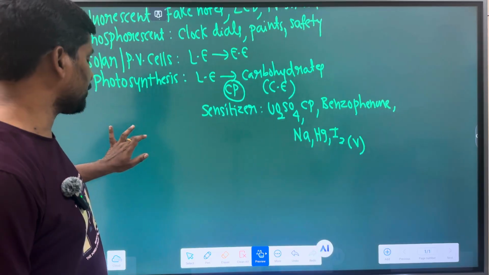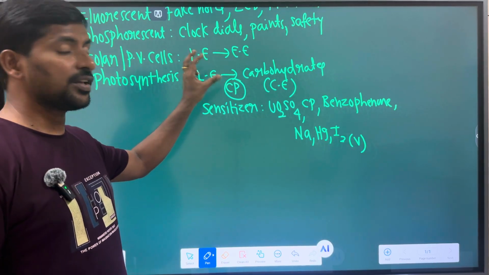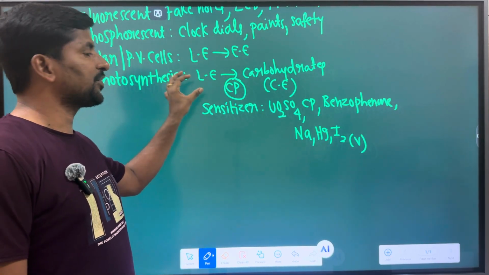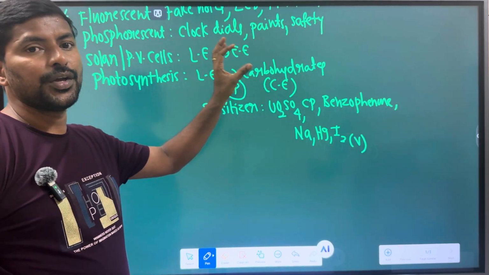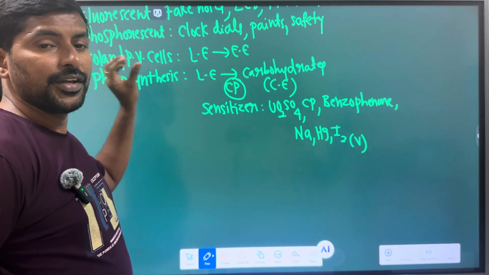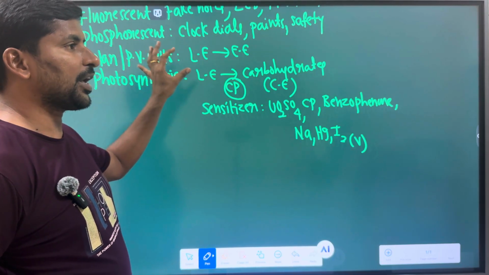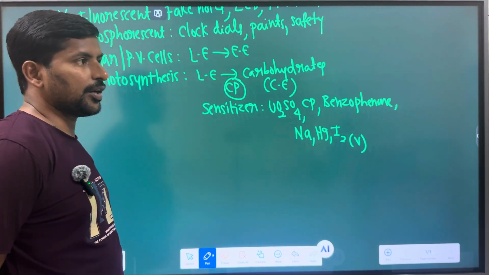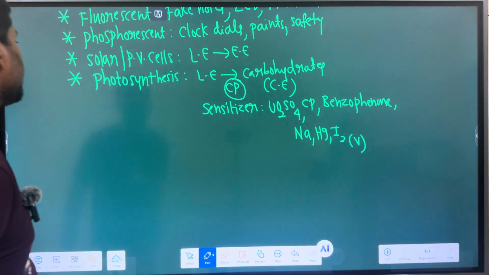In photosynthesis, a total of 48 photons are absorbed, for 6 CO2 plus 6 H2O, to give carbohydrates. So for each 1 mole of reactant, 8 photons are absorbed.